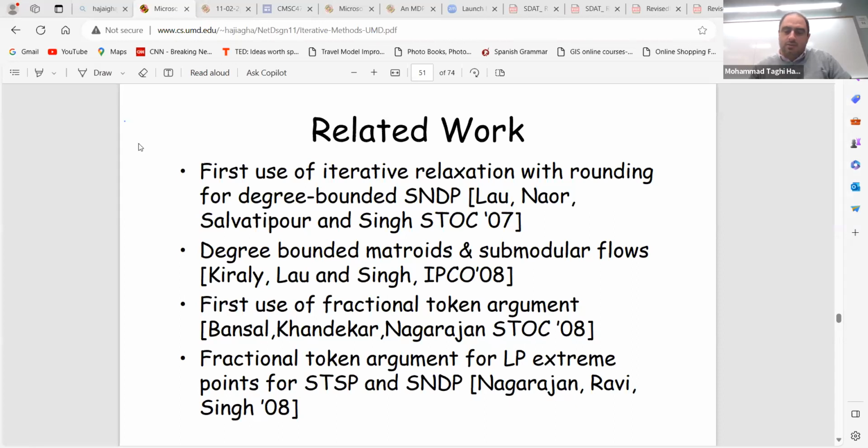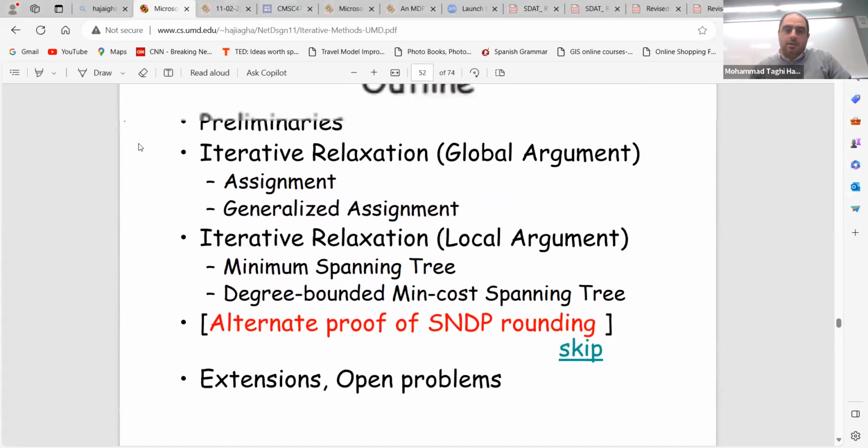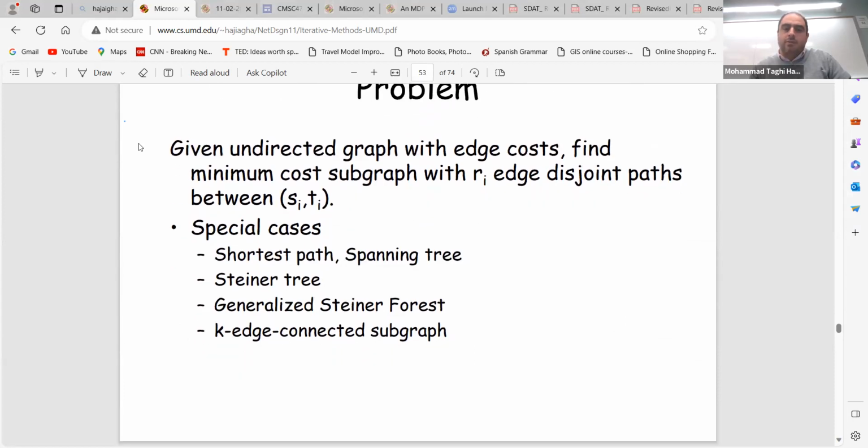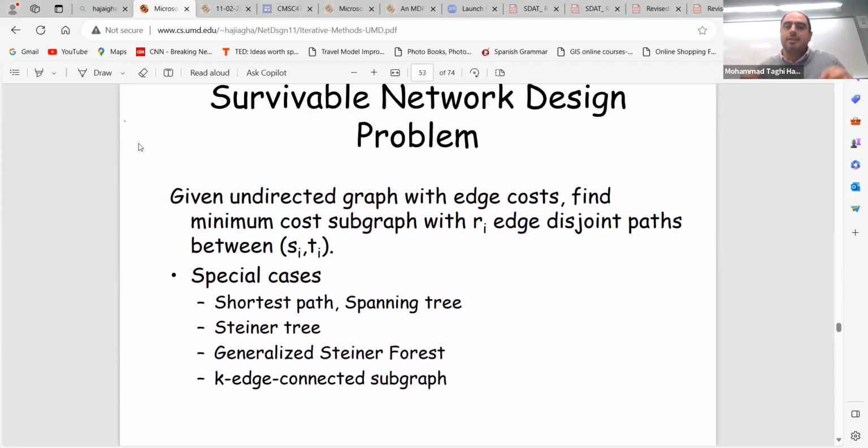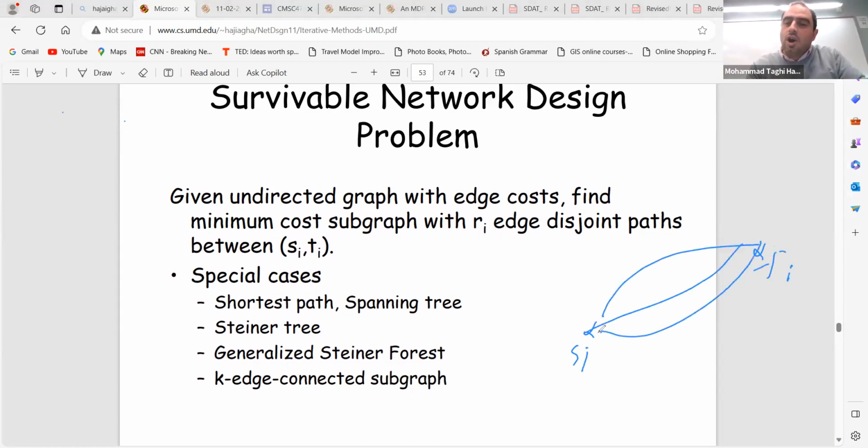Also, the last one I wanted to cover briefly is survival network design. What is the survival network design? You say that an undirected graph is given to me, and I want to find the minimum cost spanning subgraph. These are my demands, like the network flow that we talked about before. For each of these pairs, s_i and t_i, I want to have at least r_i edge-disjoint paths. This is called survival network design. It's the minimum cost that satisfies this.